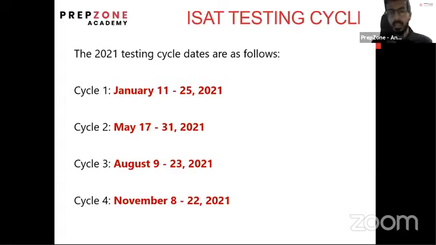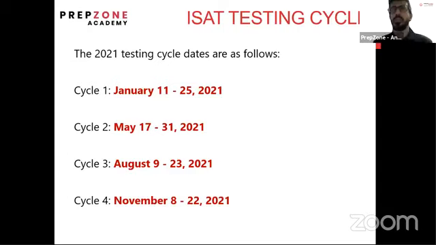Now, this year's cycle is as follows. Cycle 1, which is upcoming, January 11th to January 25th. Cycle 2 is May 17th to May 31st. Cycle 3 is August 9th to August 23rd. And cycle 4 is November 8th to November 22nd.